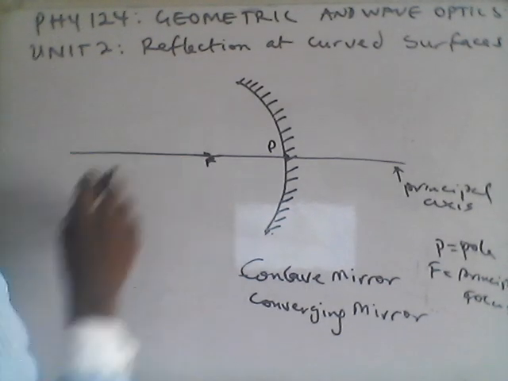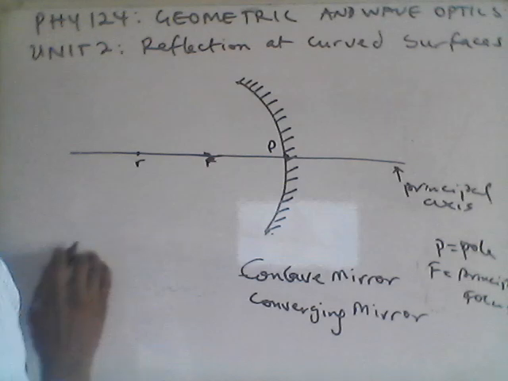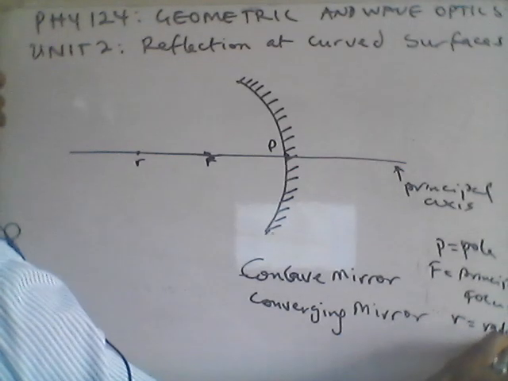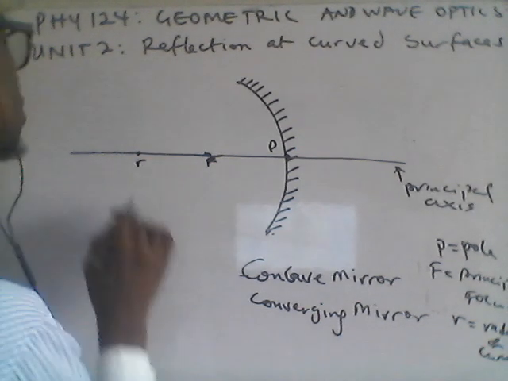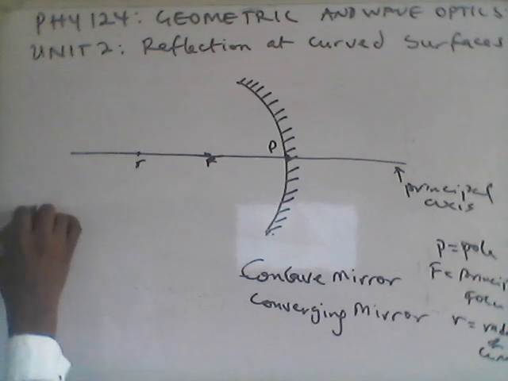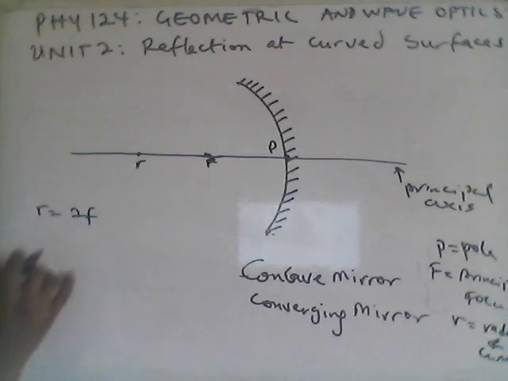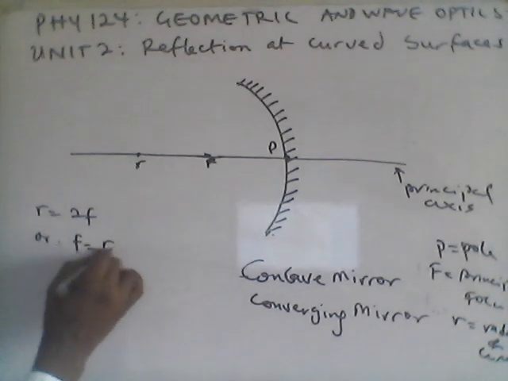It converges here. Understand? There's another point again. We call it R, or radius of curvature. So radius of curvature is R. There's a relationship, at least a mathematical relationship, between F and R. R is equal to 2F, or F is equal to R over 2.